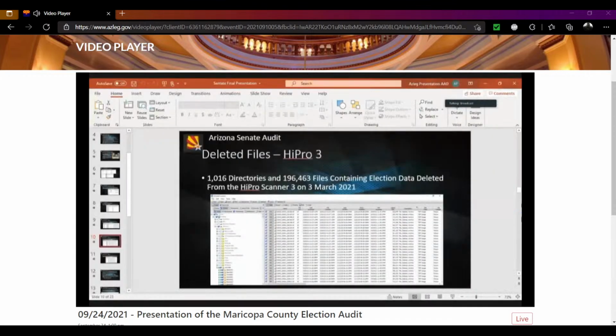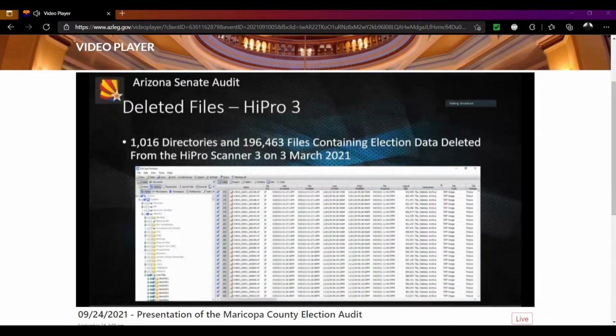You see a significant amount of deletion on High-Pro 3 on that same date. 1,061 directories, 196,463 files containing election data deleted on that particular date, on 3 March as well. Next slide.